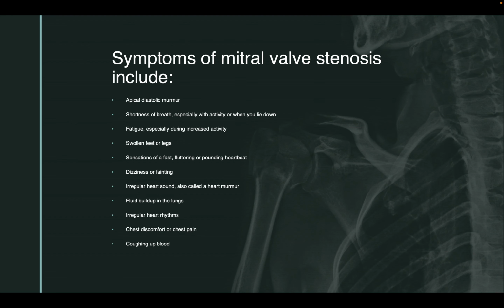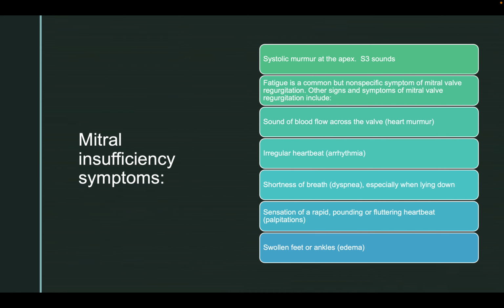So some symptoms of mitral valve stenosis include your apical diastolic murmurs, shortness of breath, especially with activity or when you lie down, fatigue, especially during increased activity, swollen feet or legs, sensation of fast fluttering or pounding heartbeat, dizziness or fainting. Again, we have that fluid buildup in the lungs, irregular heart rhythms, chest discomfort, and it could even be coughing up blood. Now, this is the mitral valve stenosis.